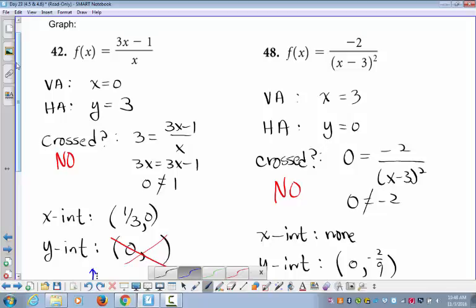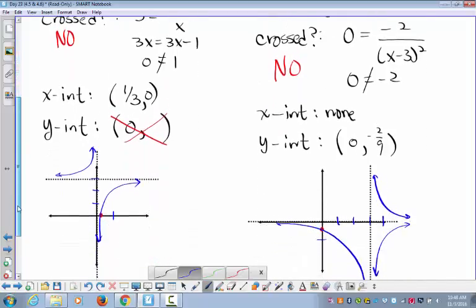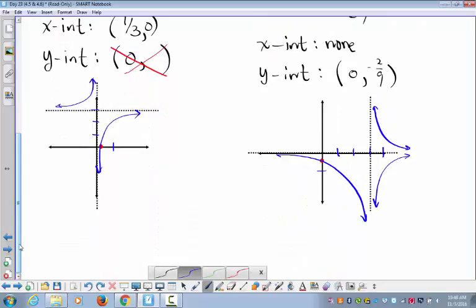Well, the denominator is always positive. The numerator is always negative. So that means this function is always negative. So it has to be the lower arch, not that one. So that's our graph.